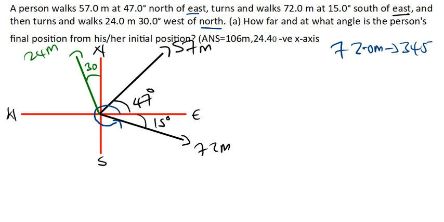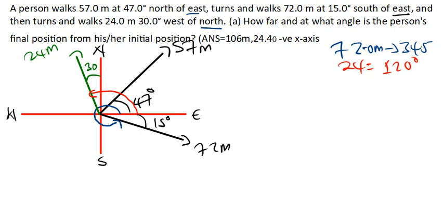But remember, when resolving this vector, we need to get the angle from the positive x-axis all the way to where the vector is. So I'm going to say 90. So for 24, it's going to be 90 plus 30. So 90 plus 30 is 120. So I'll use 120 degrees.